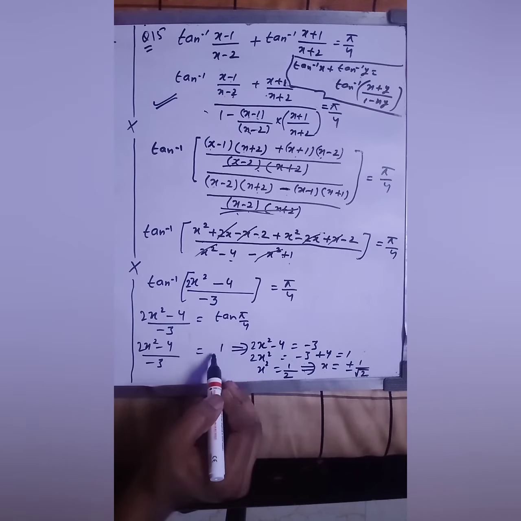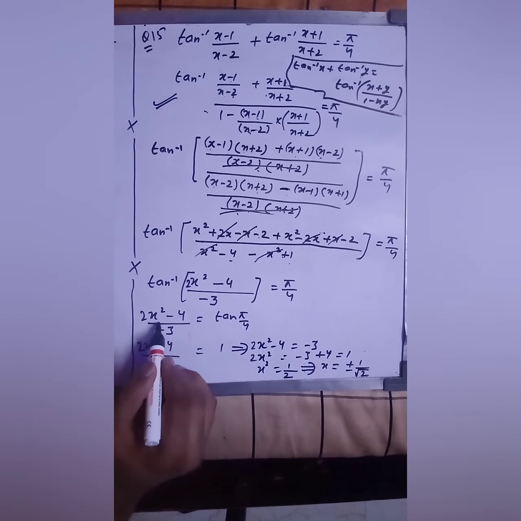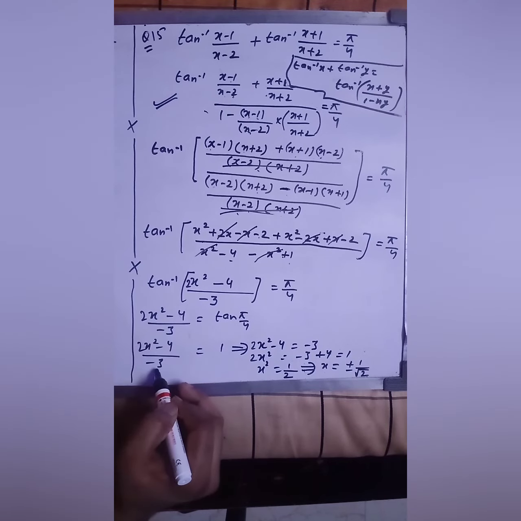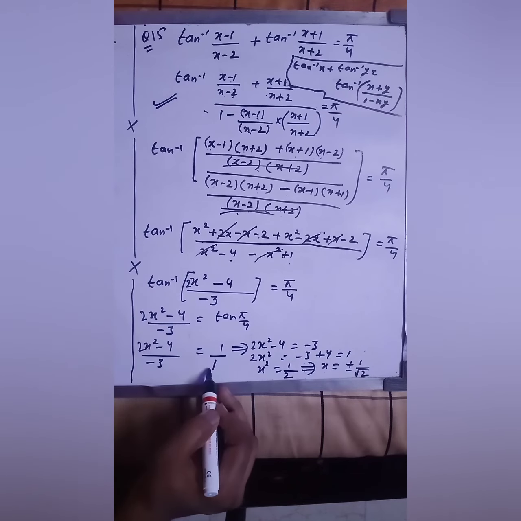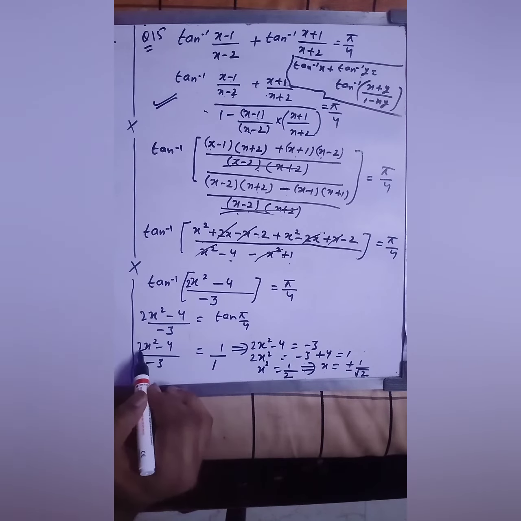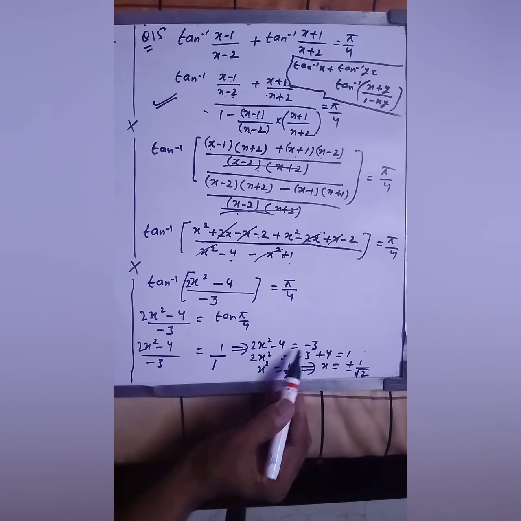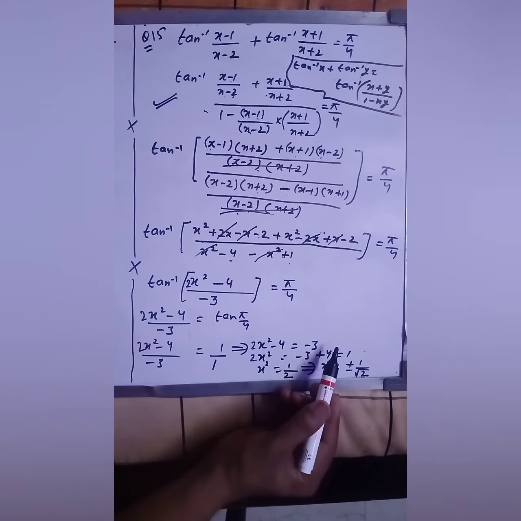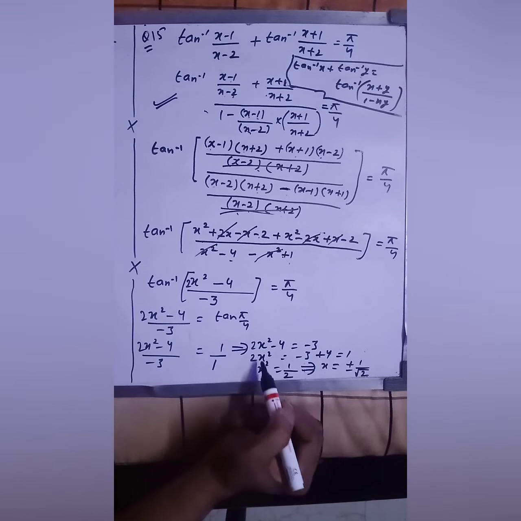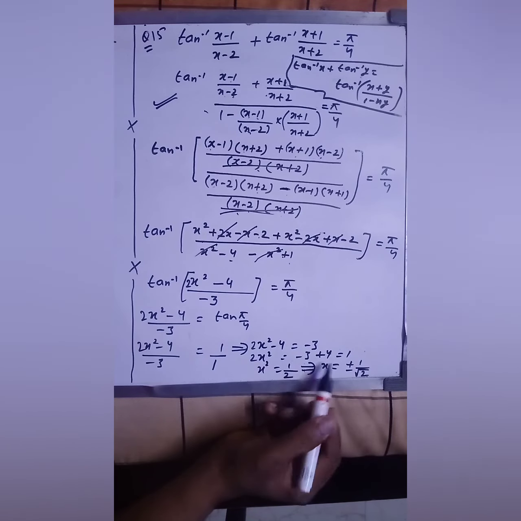Tan pi by 4 is what? 1, and the same you have to copy. Now you have to cross multiply here, this and this, so you will get 2x square minus 4 is equal to minus 3, this step. Minus 4 you have to take to the right hand side, it will be positive, so minus 3 plus 4, and here it will be 2x square. Minus 3 plus 4 would be 1, so 2x square equals 1.